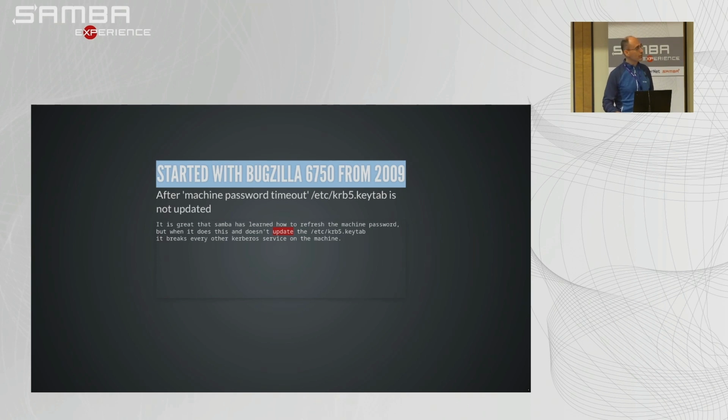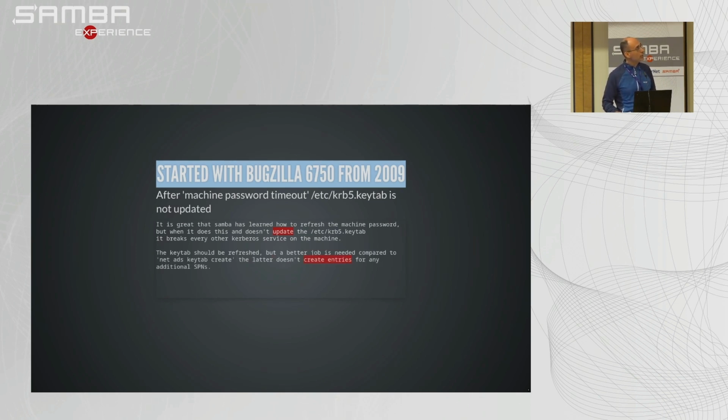The first one says that Samba knows how to update the machine password at the DC, but it doesn't update the keytab. And when this happens, all the Kerberos services are broken because they don't have a recent password or the keys based on the recent machine password.